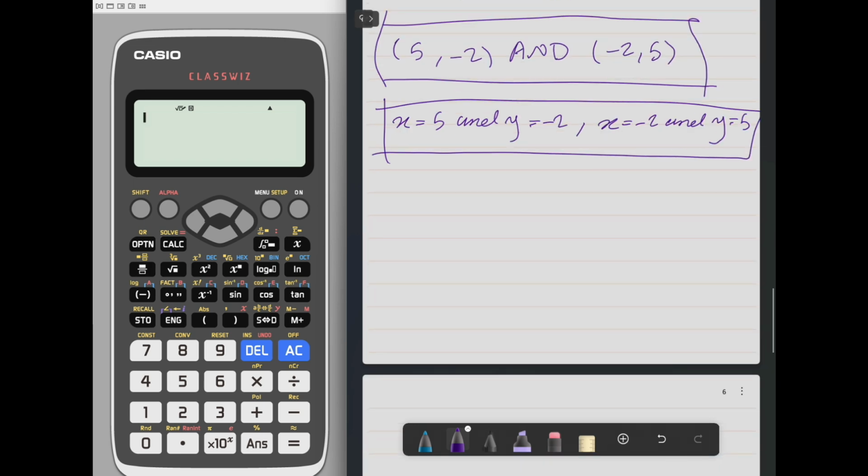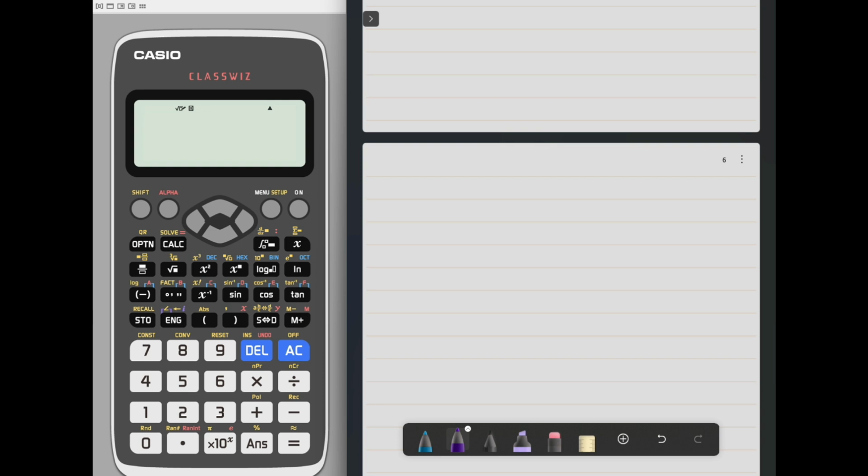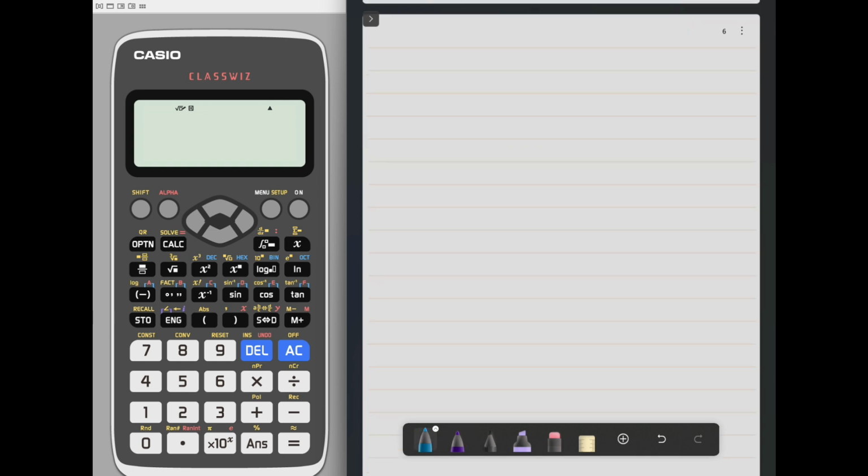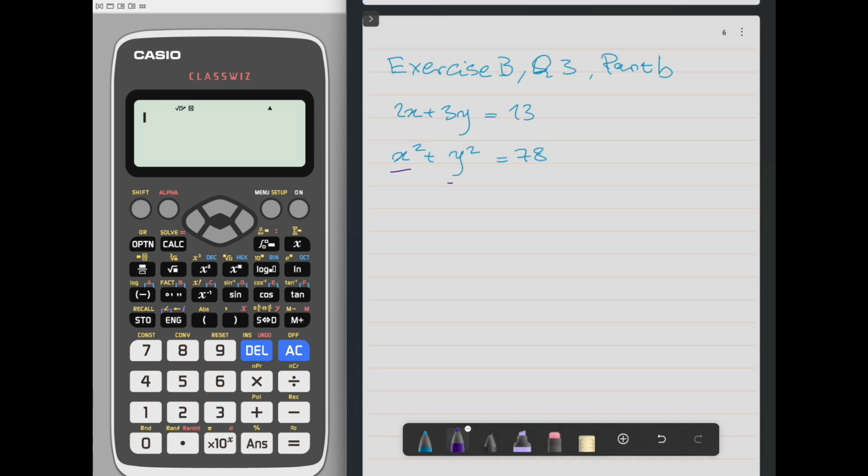And let's just solve one more example from quadratic simultaneous equations. Question 3 of exercise B. The question has asked us to give our answers in its simplest surd form. So we know that we're not going to have rational answers. So this is a good hint. 2x plus 3y equal to 13. x squared plus y squared equal to 78. See, x squared, y squared, it really doesn't matter which one you make the subject here.